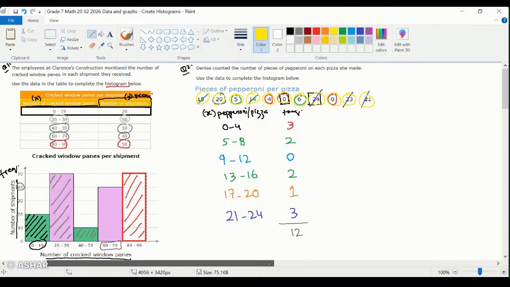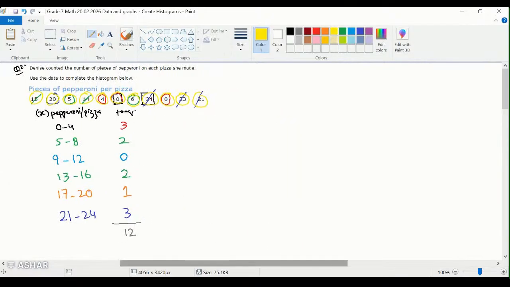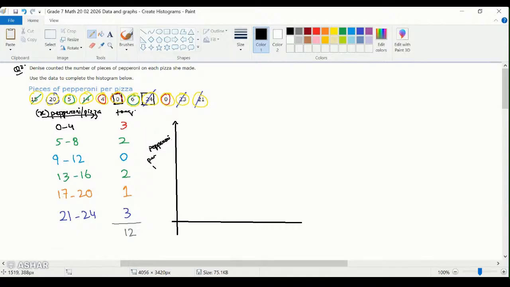So now what we need to do is draw the histogram. The maximum value is 3. So we draw a horizontal axis and a vertical axis. We need to label the vertical axis as the value of x. What was the value of x over here? Pepperoni per pizza, right? On the x-axis over here, we had the frequency.